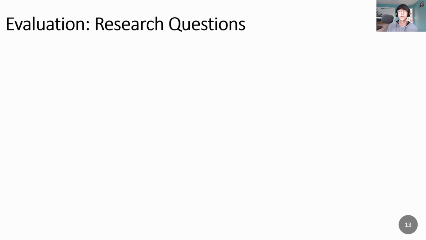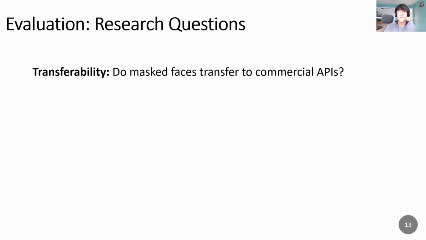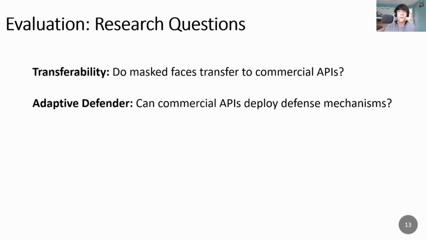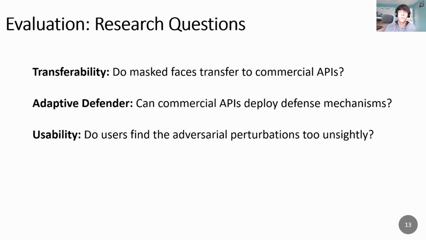In our evaluation, we wanted to understand the following. Do faces masked by Faceoff transfer to commercial APIs in a black box setting? Can commercial APIs deploy defense mechanisms against Faceoff, such as adversarial training? And finally, are users willing to upload adversarially perturbed faces to social media, or are they too unsightly?